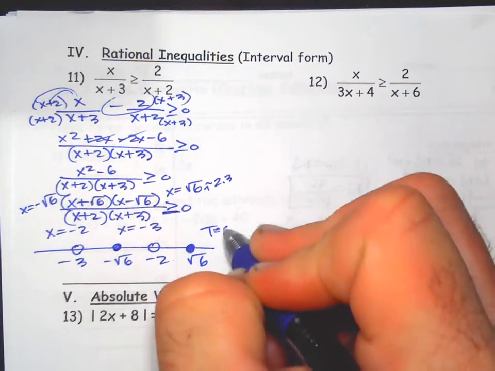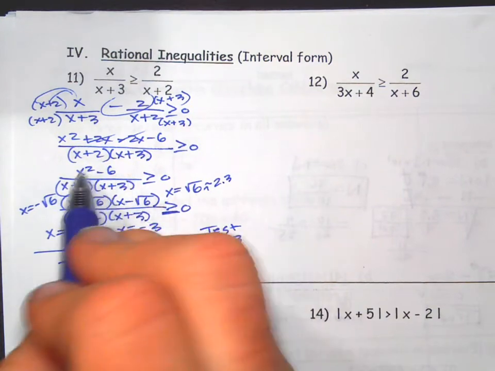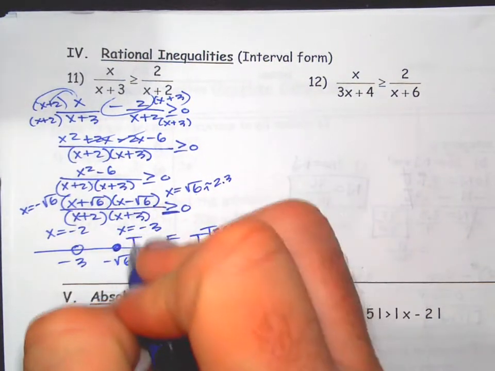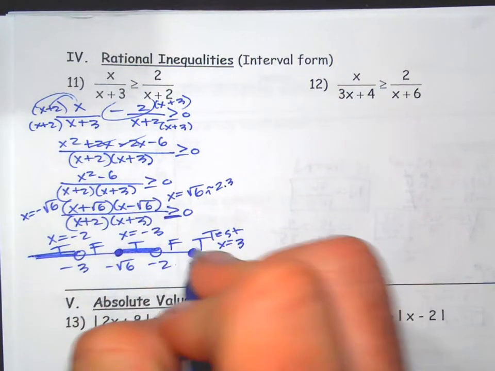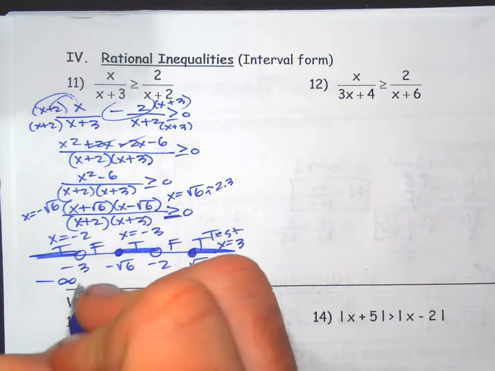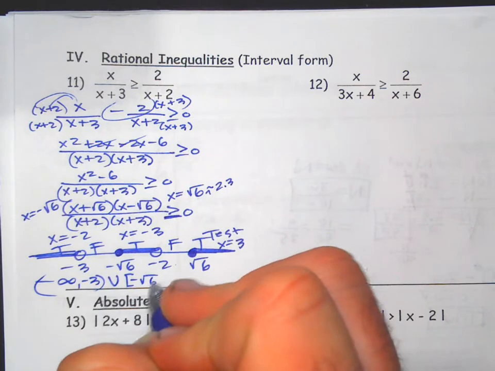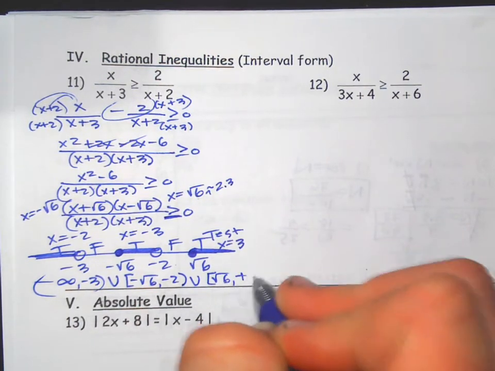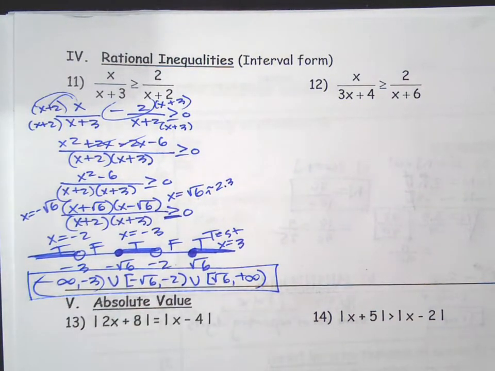I'm going to test a value. X equals 3, which I think is maybe easier to look at here. 9 minus 6 is positive, positive, positive, positive. True, false, true, false, true. Final answer: negative infinity to negative 3, parentheses, union, bracket negative root 6 to negative 2, parentheses, union, bracket root 6 to positive infinity, parentheses. There you go. All right, got another one.